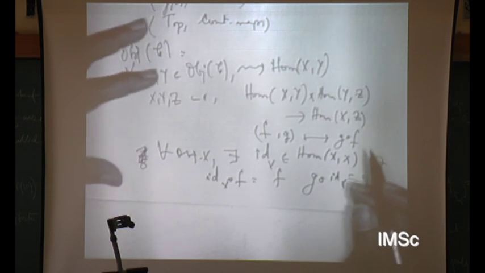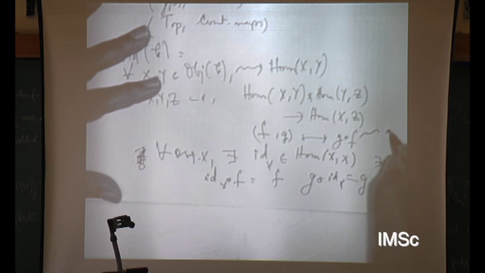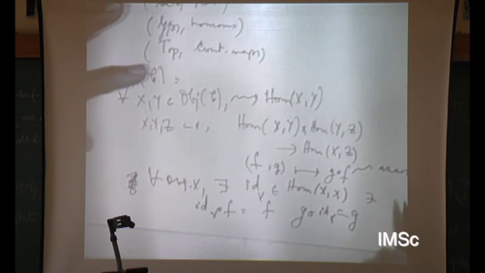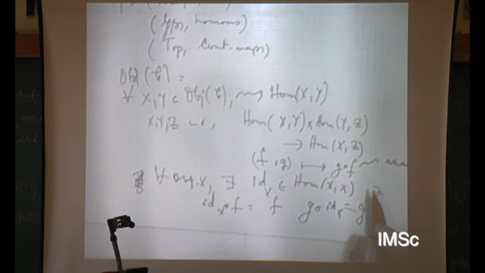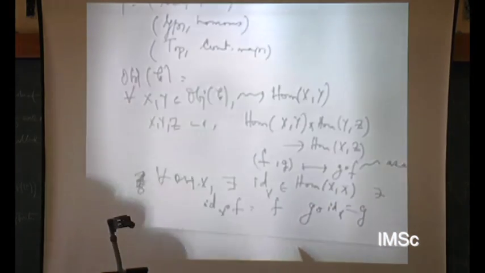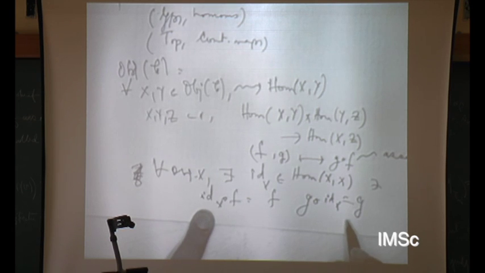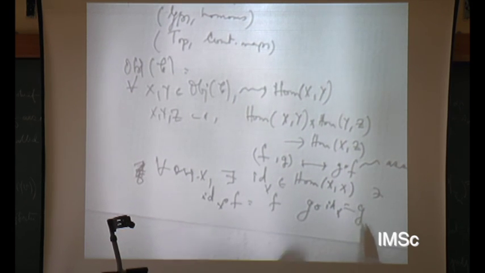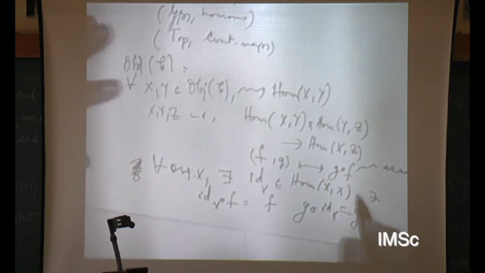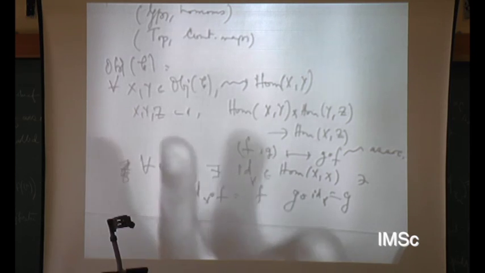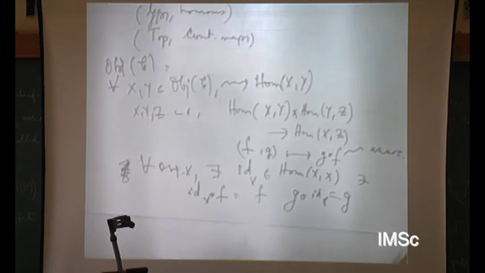Associativity is also required. So f must land in x, and g is from x to somewhere. And here associativity means you might have x, y, z, w. You have three morphisms, and if you compose them in pairs and do it the right way, you'll get the same thing. Okay.